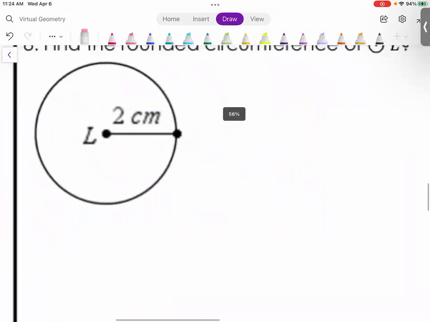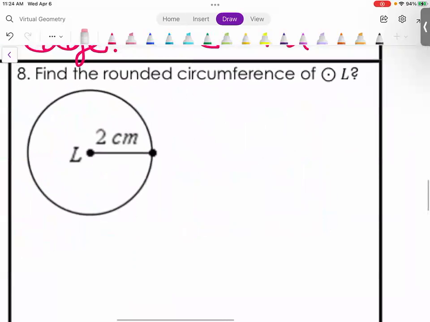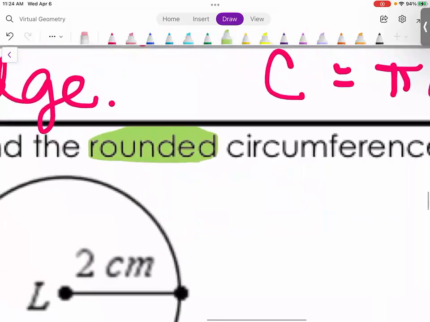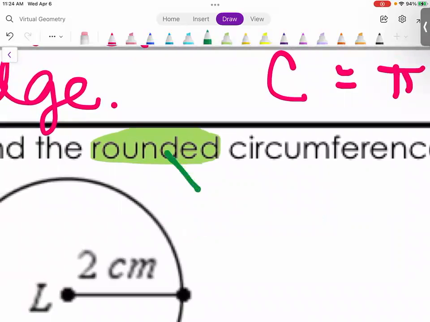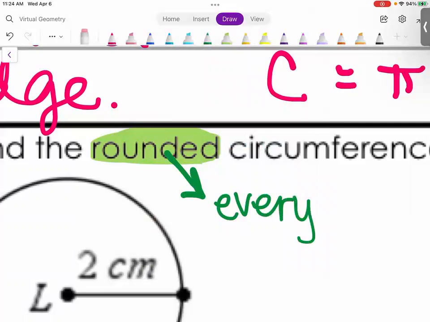Multiply everything else. Now, number 8, let's try this one. Number 8 this time says find the rounded. When we have those that say use the rounded, or round off to whatever decimal, that means we get to use everything. We're going to multiply every piece. We're going to type in everything that the formula says.